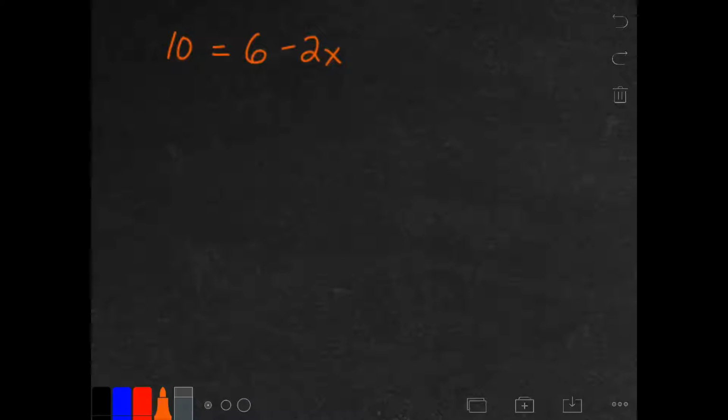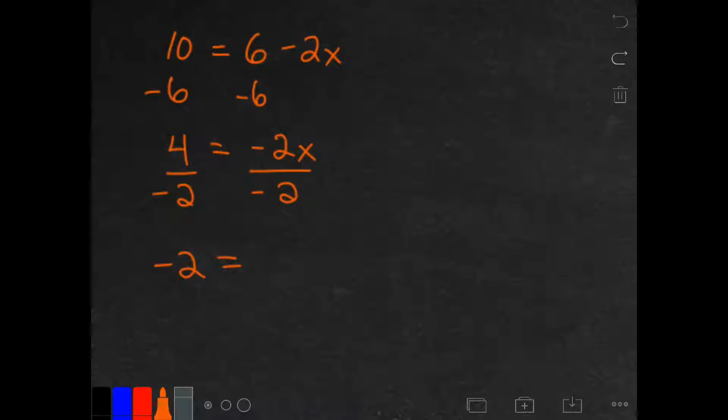Well, how do I get rid of that plus 6? I'm going to go ahead and subtract 6 from both sides. That'll give me 4 equals, now don't forget the sign here, negative 2x. Then I need to divide by the number being multiplied next to x, that is negative 2. Well, 4 divided by negative 2, I get negative 2. And on the right-hand side, negative 2 divided by negative 2 leaves me with x.